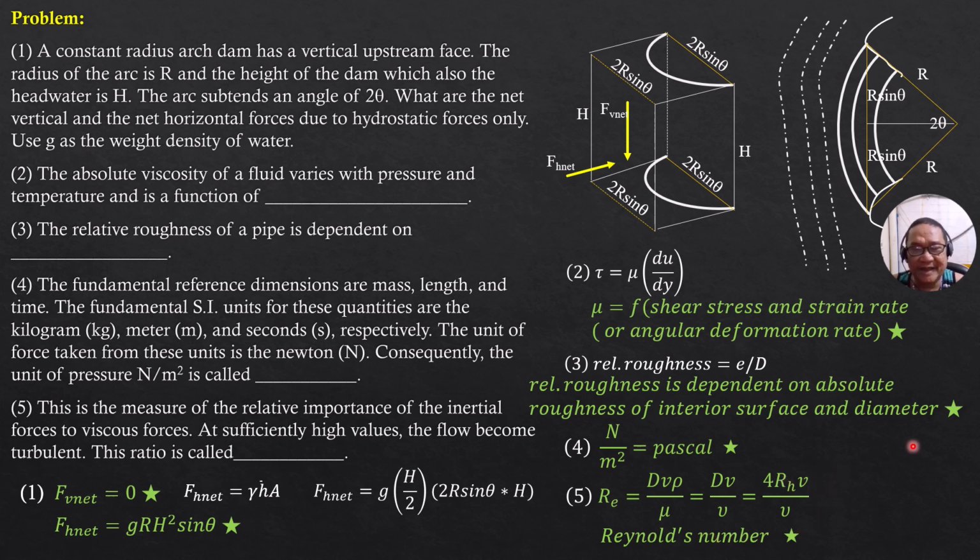For other numbers like the Weber number, for your additional background knowledge, the Weber number is the ratio of inertial to surface tension forces. Take note of that. We also have the Froude number in open channel flow. The Froude number is the ratio of inertial to gravity forces. So that's the Froude number.